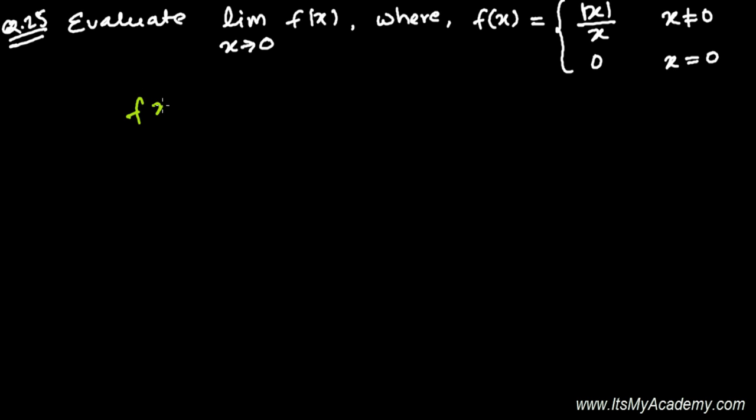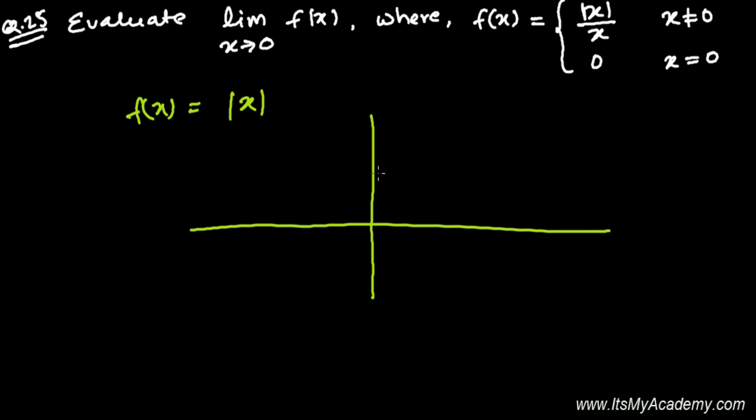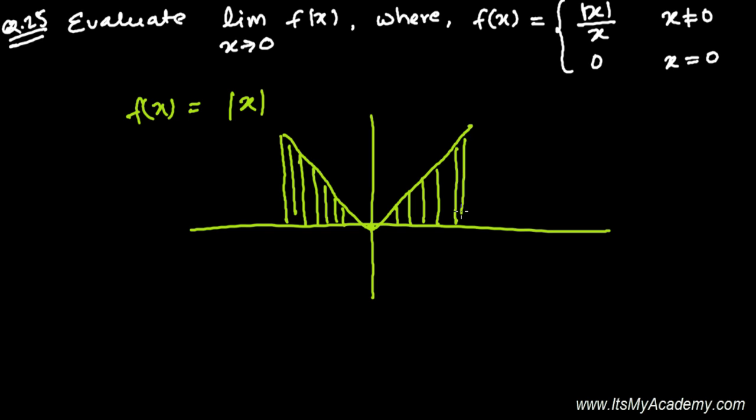If my function is, let's say for a while, f of x equals just the modulus value of x, then the graph is something like this. This is at 0, right? This is the graph of the function f of x equals modulus value of x. This is your y-axis, this is your x-axis.